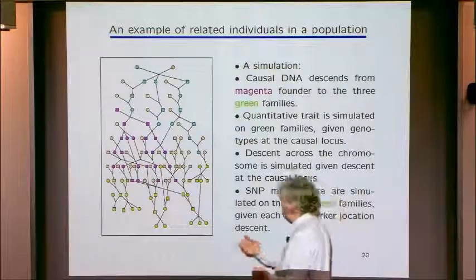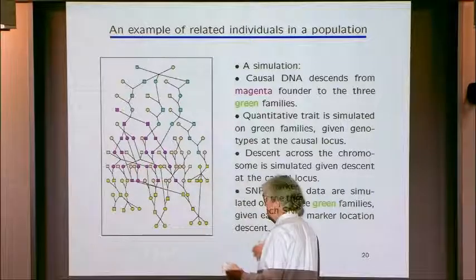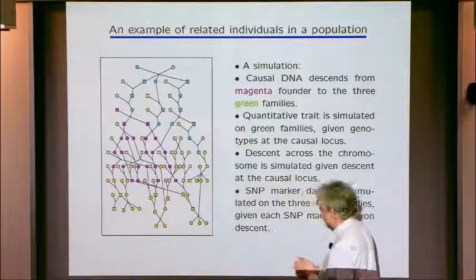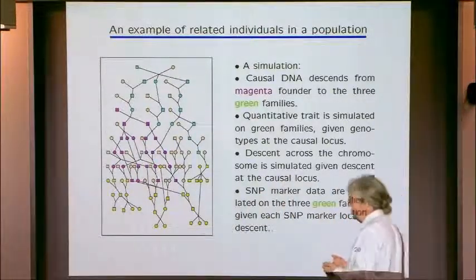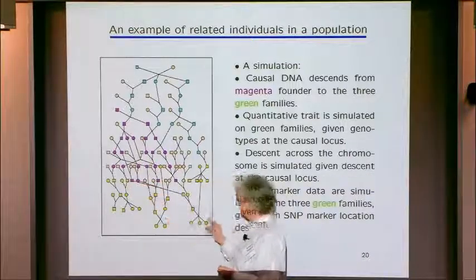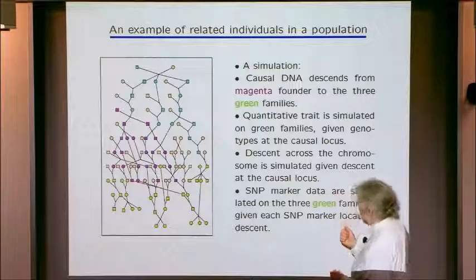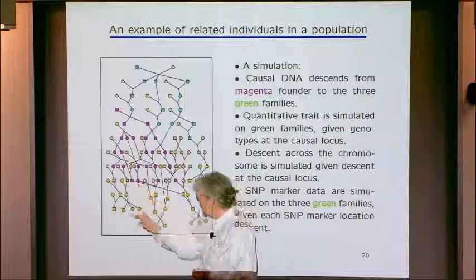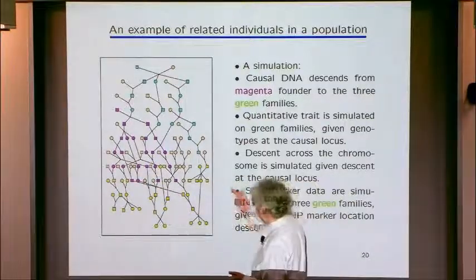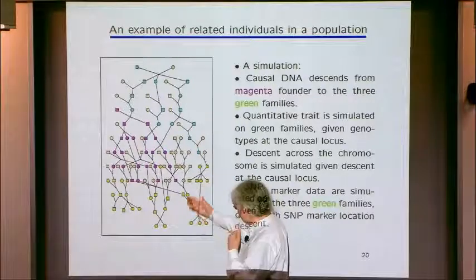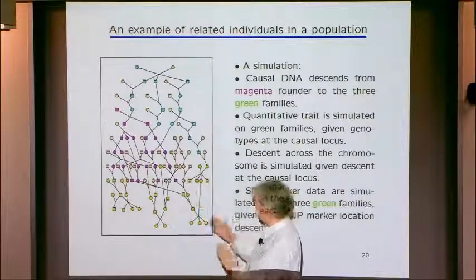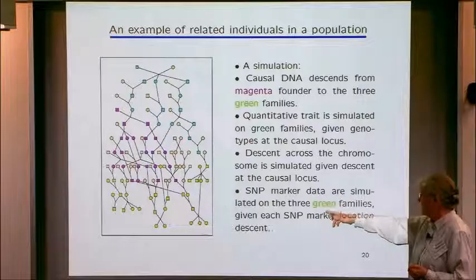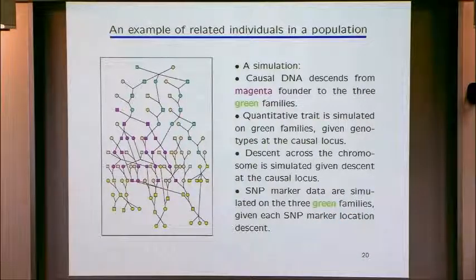And in this particular one, and this came from a real pedigree study originally, but that's sort of by the way, we had a founder up here who had an allele with a fairly strong positive effect on a quantitative trait. That allele segregated down to these 3 families at the bottom. Then we simulated trait data on these green, yellow guys down at the bottom. And then we simulated SNP data across the chromosome, conditional on the inheritance of the trait locus. So we have SNP marker data on these yellow-green guys down the bottom. And then we threw away the pedigree.